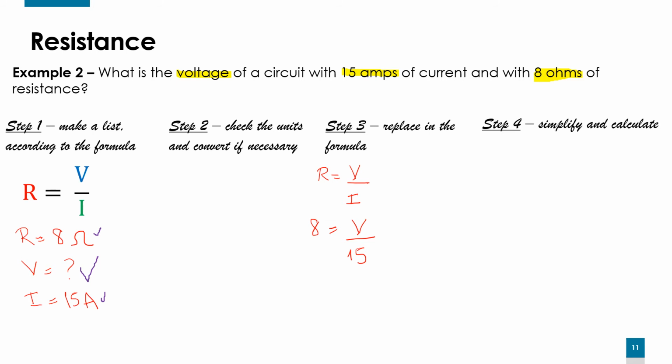And next step, simplify and calculate. So here I have 8 equals V over 15. And I'm going to do cross multiplication. So here I'm going to put 1 times V is V, and 8 times 15. So 8 times 15, V is going to be 120. 120 what? Volts, because I'm calculating voltage.